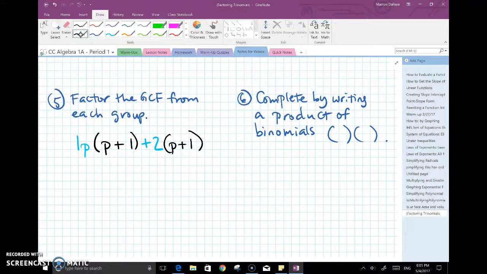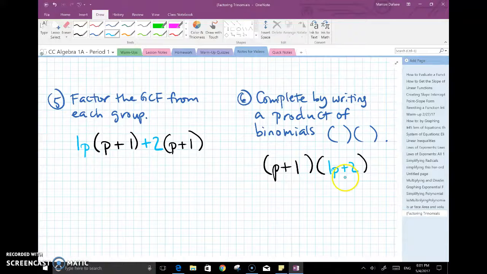So it may not look like we are about to finish, but we are. So what we're going to do is place what we have into these two binomial groups, and we're done. So they both have a p plus 1 over here. So I'm actually going to factor out an entire p plus 1 group. So p plus 1. And in the other group, what I have after I factor out p plus 1, I have 1p plus 2. And with that, we are finished.